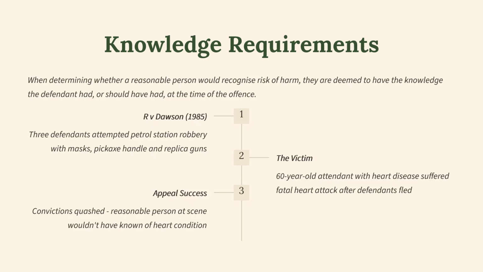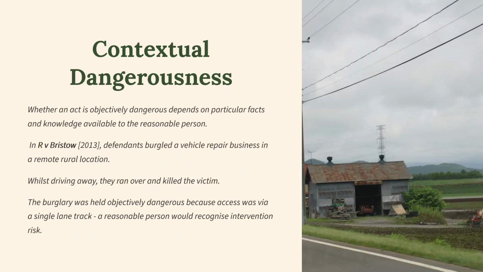R versus Dawson, 1985: three defendants attempted a petrol station robbery with masks, pickaxe handles and replica guns. The victim, a 60-year-old attendant with heart disease, suffered a fatal heart attack after the defendants fled. The appeal was successful and the convictions were quashed. A reasonable person at the scene wouldn't have known of the heart condition.